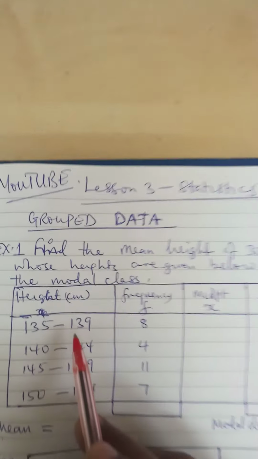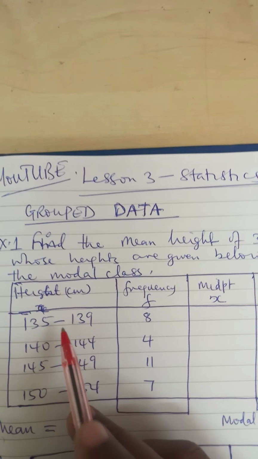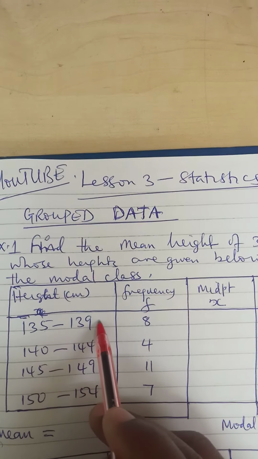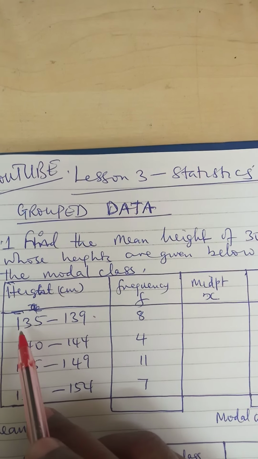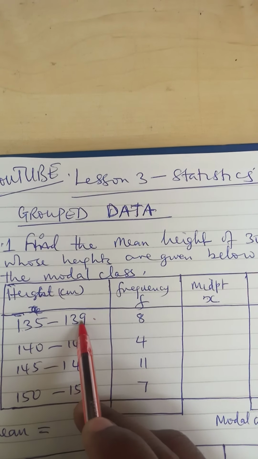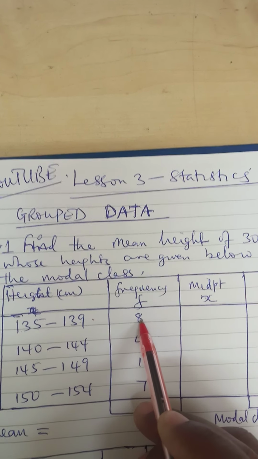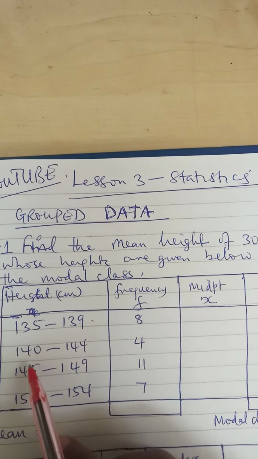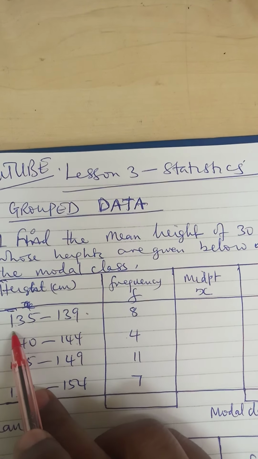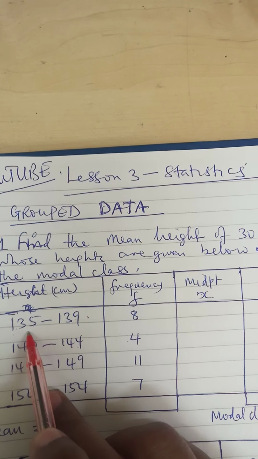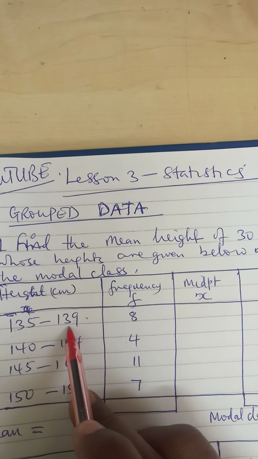We have the height in centimeters, 135 to 139. This is called grouped data. Between 135 to 139, we have 8 people. Between 140 and 144, we have 4 people. 135 is looked at as the lower class. 139 is the upper class.